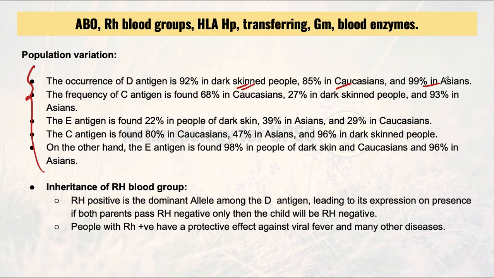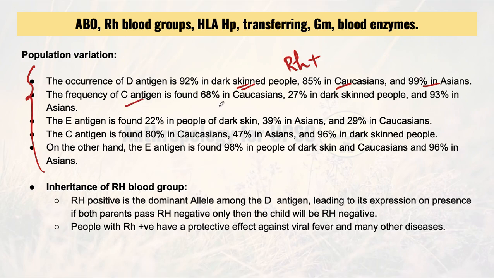एशियन में तो you will find 99% of the Asians are having this D antigen, which means most of them are generally Rh positive, which is kind of a good thing, if you say. And why I'm saying this is good, I'll explain during the implication part of it, right?